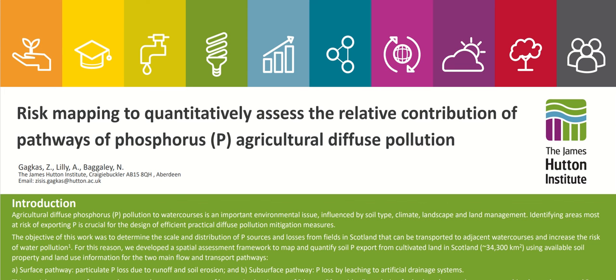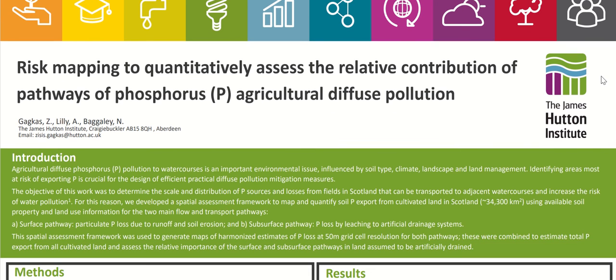The objective of the work presented here was to determine the scale and distribution of P sources and losses from fields in Scotland that can be transported to nearby watercourses and increase the risk of water pollution. For this reason, we developed a special assessment framework to map and quantify soil P export from cultivated land in Scotland, using available soil property and land use information for the two main transport pathways: a surface pathway that relates to particulate P loss due to runoff and soil erosion, and the subsurface pathway that relates to P loss by leaching to artificial drainage systems.